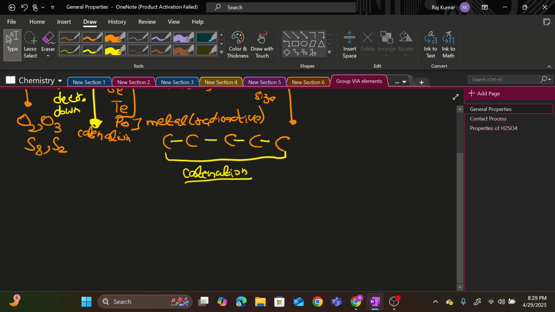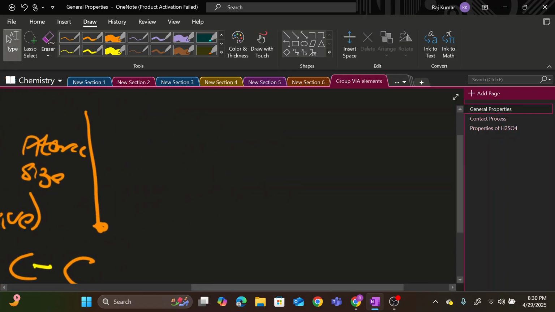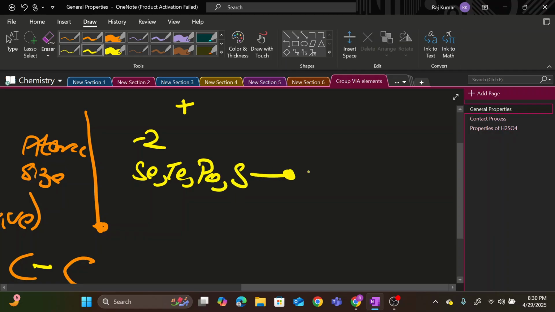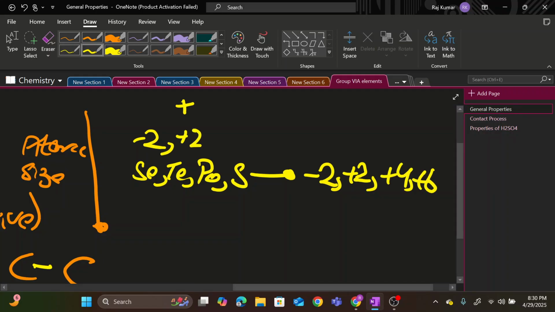Now let's understand a few more important things regarding the chemical nature. If you look at their oxidation states, oxygen has an oxidation state of -2, and other elements such as sulfur, selenium, tellurium and polonium also have an oxidation state of -2, but also have oxidation states of +2, +4 and +6, while oxygen can have +2, -1/2 and -1. So these are some oxidation states.